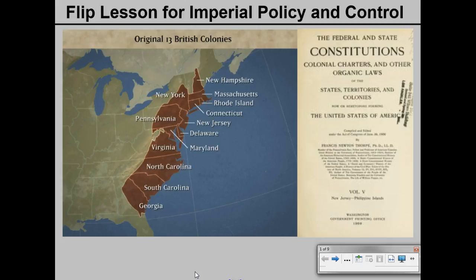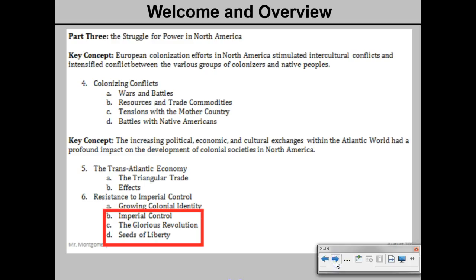for Imperial Policy and Control. So let's go ahead and hop into it here. Now, just as we get started, remember we are in Unit 2, Part 3, the struggle for power in North America, and what we're looking at today, resistance to imperial control.